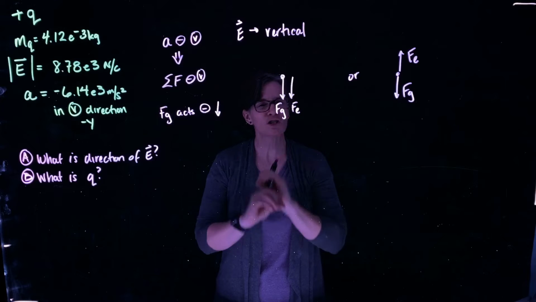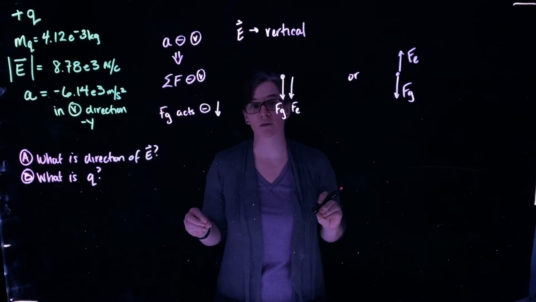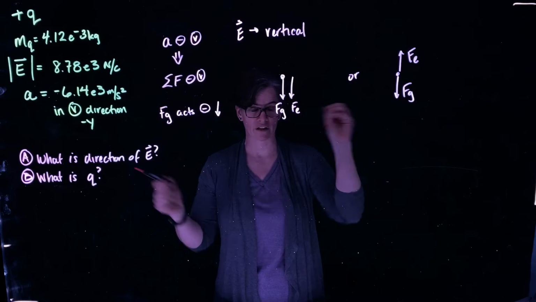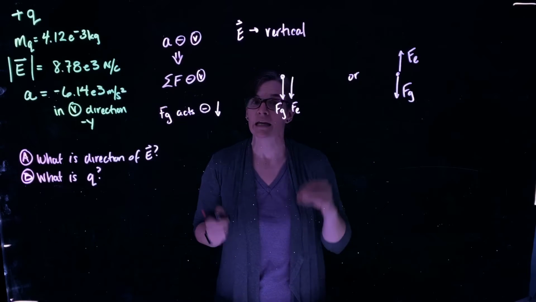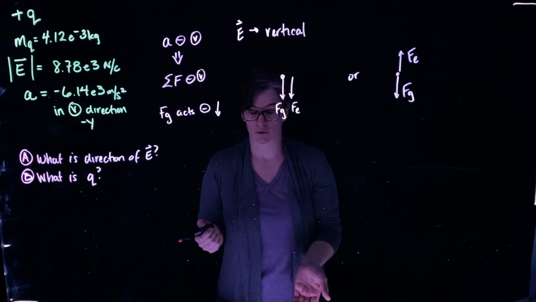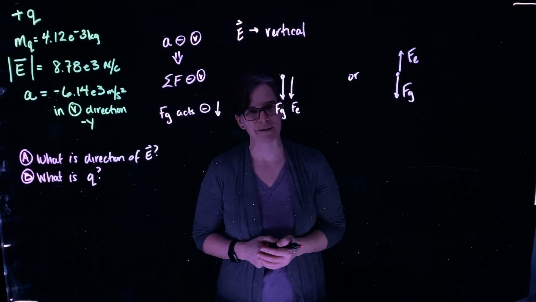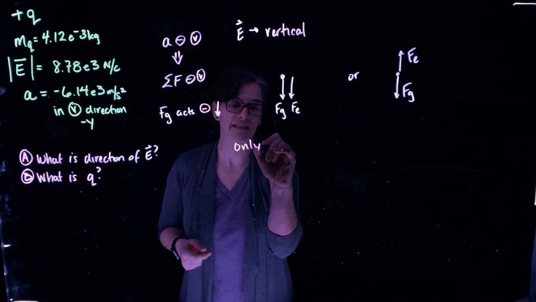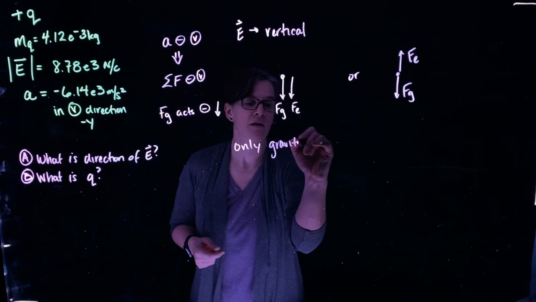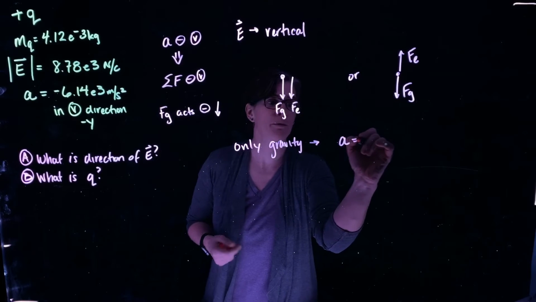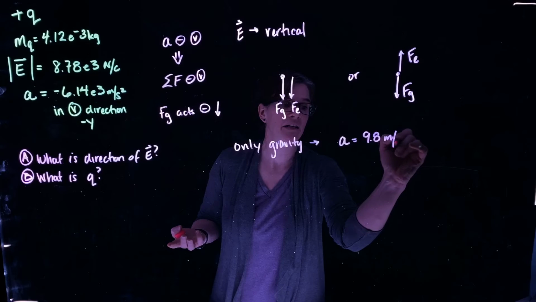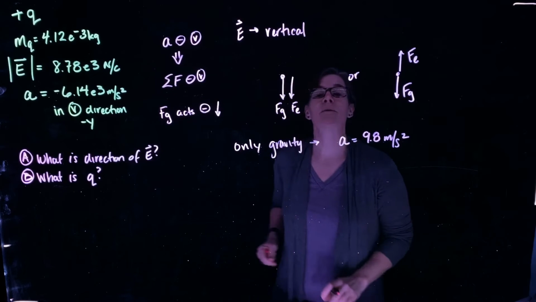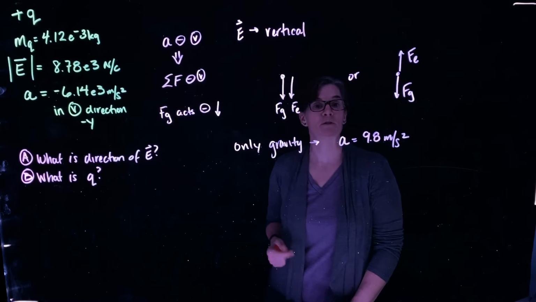Let's imagine for just a moment that the only force this particle felt was the force of gravity. So if I were to take this particle, with no electric field, and just drop it in space, it would fall and accelerate in the direction of the force of gravity. What would be the acceleration? Well, if only gravity was acting, we know that the acceleration would be the acceleration due to gravity, 9.8 meters per second squared. So if only gravity was acting, it would accelerate at a rate of 9.8 meters per second squared.